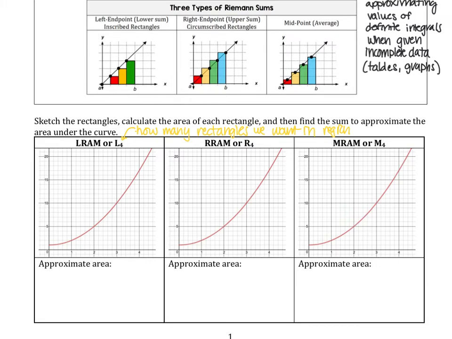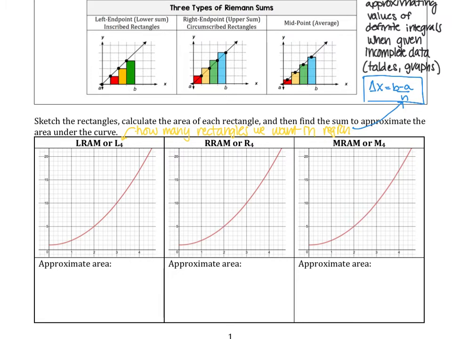Now, the way that we are going to determine how big each of the rectangles are, because remember they have to have that same width, the base across there, is we are going to use this formula that says delta x. I don't really have a whole lot of room in here, so I'm just going to write it up here. Delta x equals b minus a over n, where n is the number of rectangles. So n is that number that we have there.